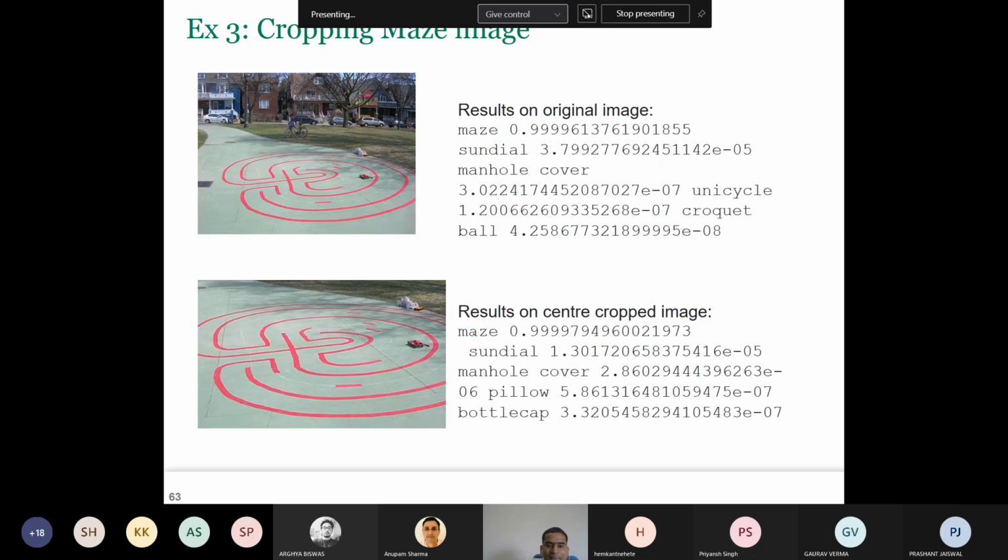Okay. Similarly, here is a maze. So previously we were this much accurate. Now we still have the same surety. So that is good, right? You can see we have removed so many distracting things. Processing all that would have taken so much computation. We are avoiding that computation.